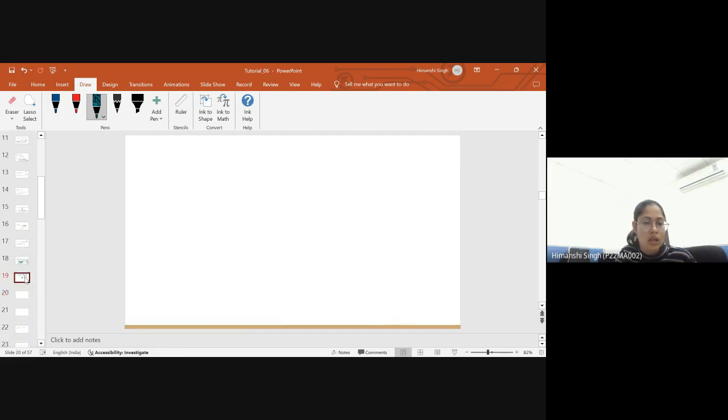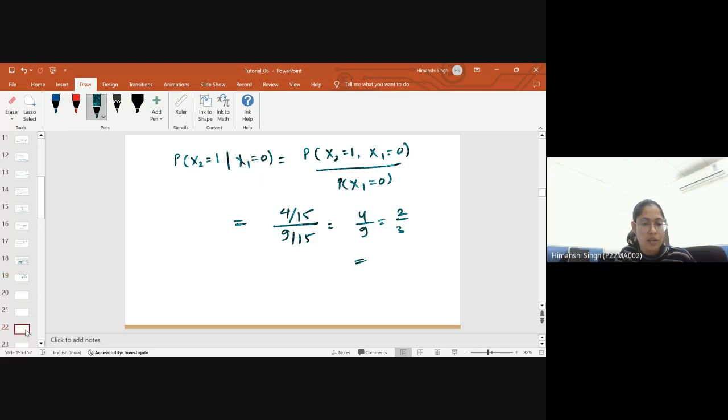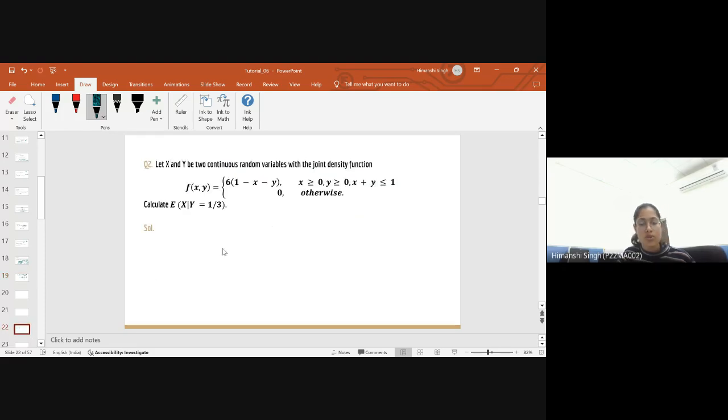Okay, if it is clear, then I will be moving forward. So here we have a continuous random variable where the joint density is f(x,y) = 6(1 - x - y), where x and y are both positive and x + y is less than or equal to 1, and 0 otherwise. First of all, we will see where the density is positive. So first of all, let us draw this region.